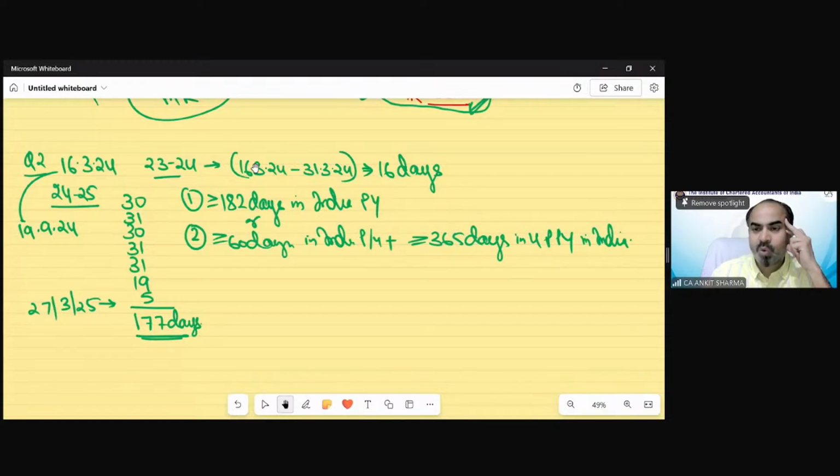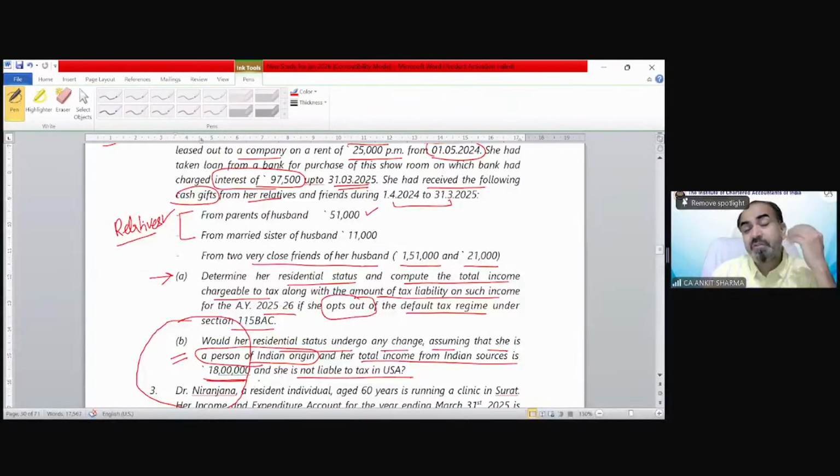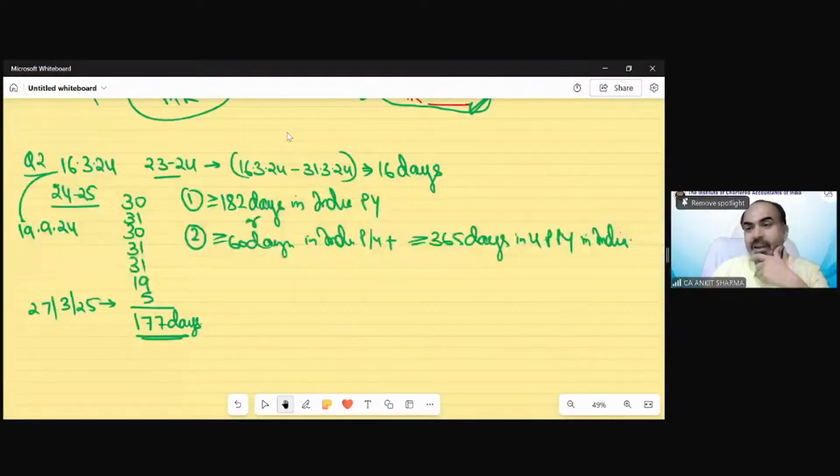Ishan is saying both because she is not a citizen and she is not even a person of Indian origin for point A. For the purpose of point B, the question said that if she would be a person of Indian origin. But we are still solving point number A. So there is no point of view for applicability of the special condition.